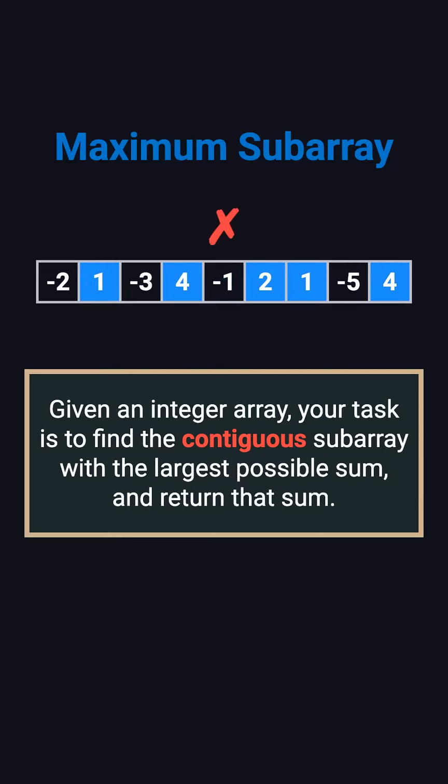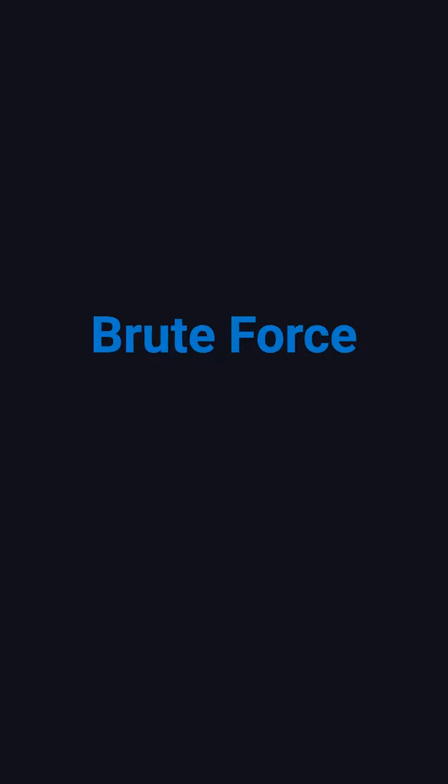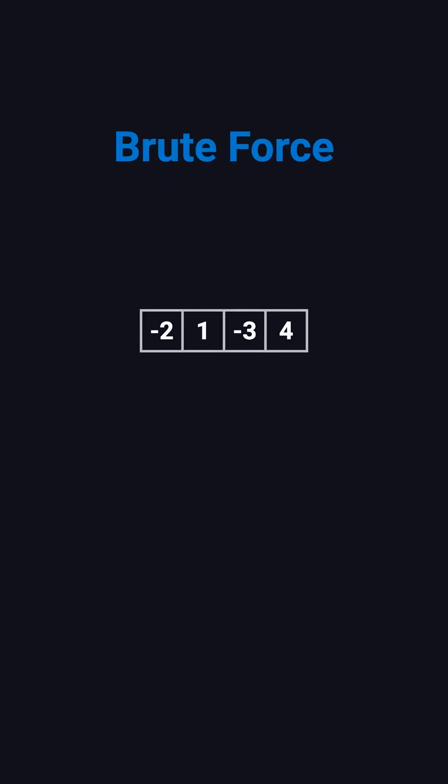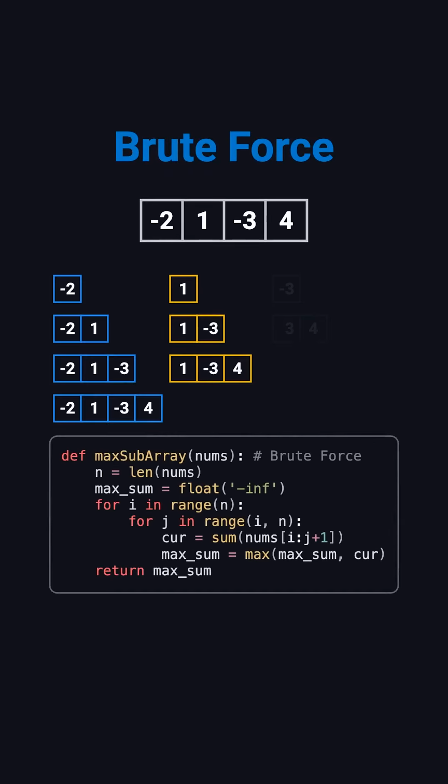Sure, if you picked all the positive numbers, the sum would be even bigger, but that's not allowed because they're not contiguous. The most straightforward idea is brute force. You try every possible subarray. For example, take the first 4 elements. You fix a starting point, try every possible ending point, compute the sum of that range, and keep track of the maximum. This does give the correct answer, but it's extremely inefficient.